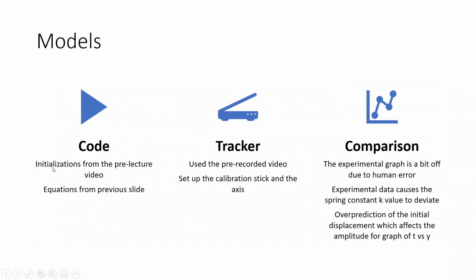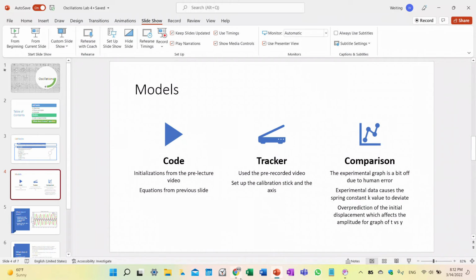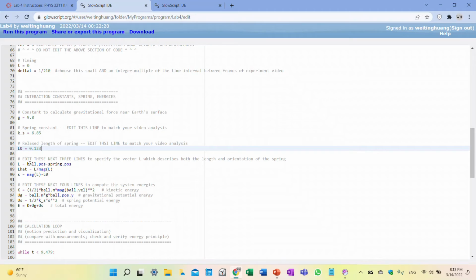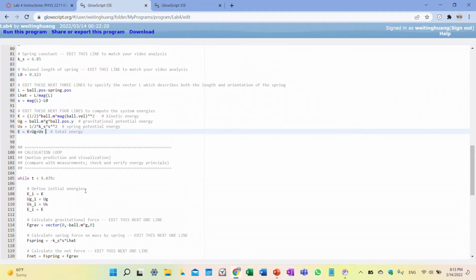And so for the code, I got the initialization values from the pre-lecture video, and I also used the equations mentioned in the previous slide. So this is my code. I used values like the mass from the video, and the spring constant and the relaxed length, and then I updated L and L hat and then S for these calculations for the energy: the kinetic energy, gravitational, spring, and the total energy.